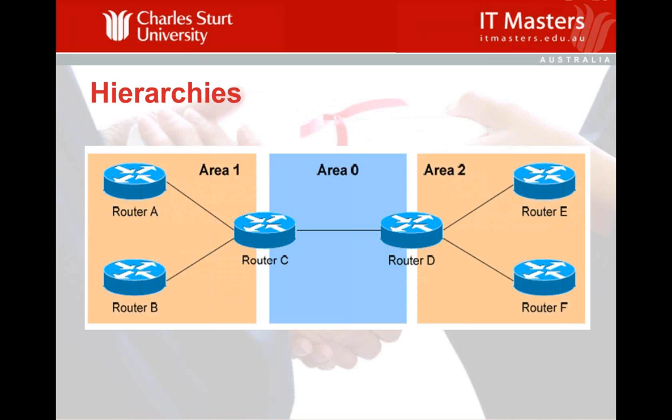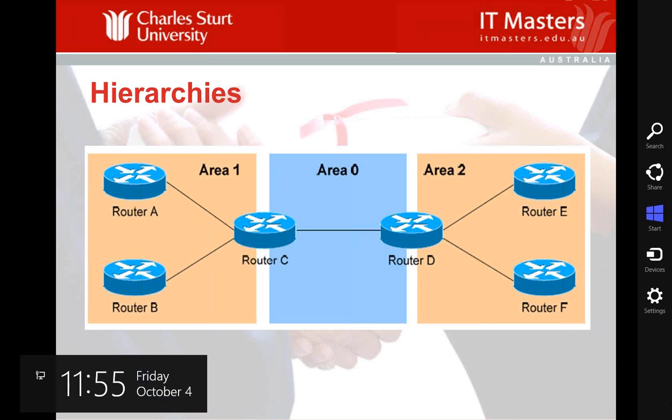OSPF routers, as you can see by routers C and D, can belong to multiple areas, and for each area they will contain a separate topology database. In that case, they're known as area border routers. Whereas routers E and F and A and B are just called internal routers because they're only members of those specific areas.